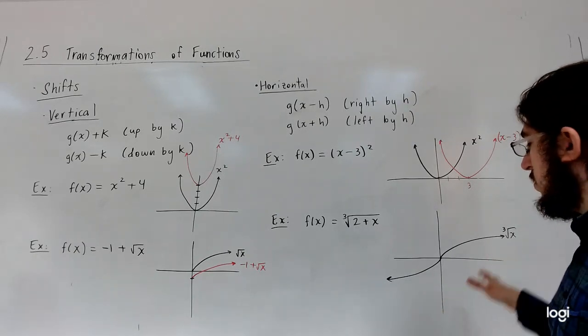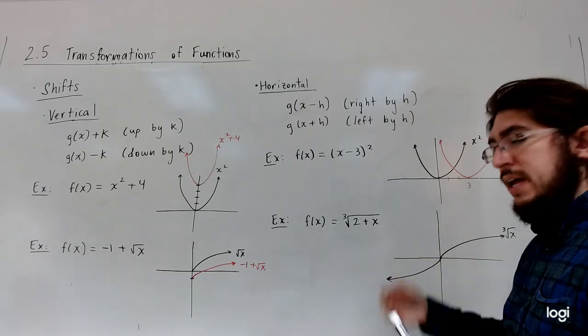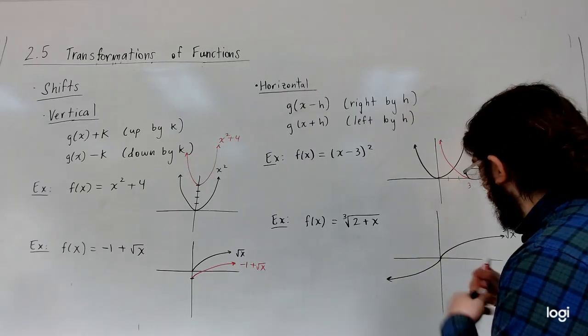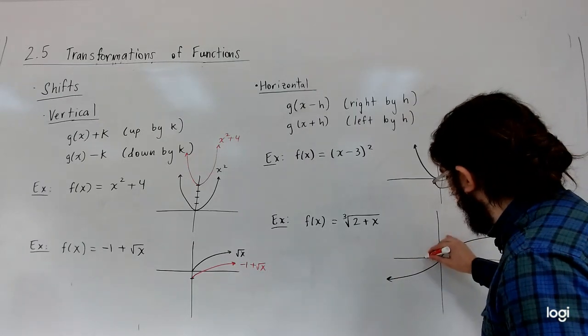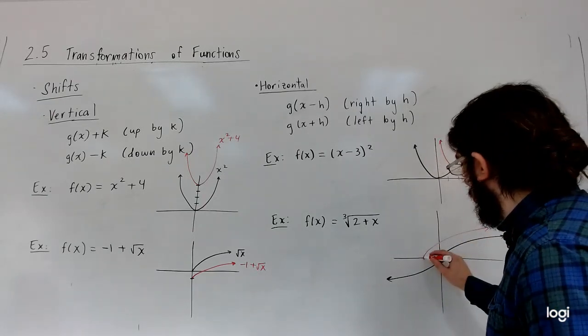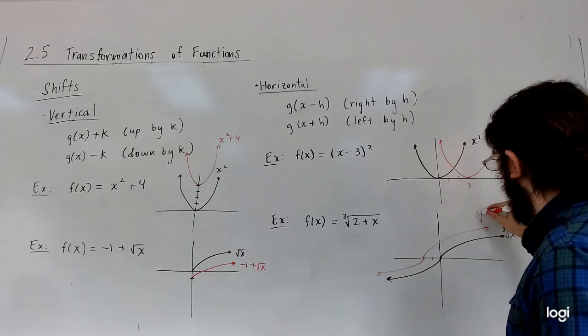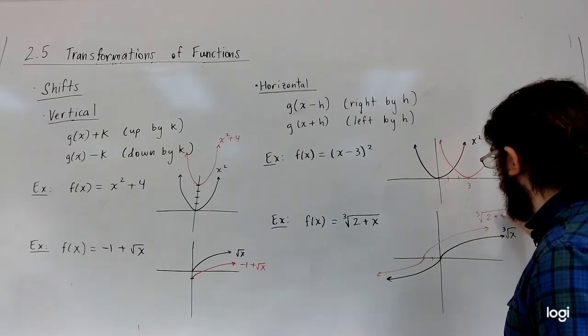And what are we going to do? Well, we're adding 2 on the inside, so we're going to shift it over to the left by 2 units. So we shift this over to the left by 2 units. We arrive here at -2, and the whole graph is just shifted over. So this is cube root of 2 plus x.